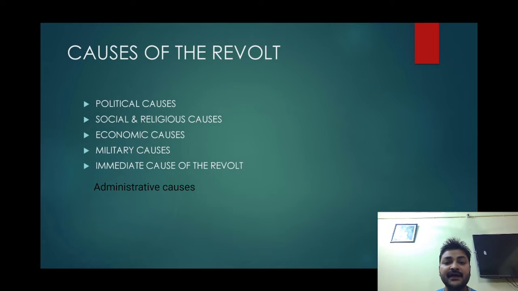Okay, if any war happens, if any revolt happens, then there are a certain number of causes behind that. One thing can never cause a revolt. There are n number of causes. Those cumulatively form a background for the revolt. A similar thing happened in the revolt of 1857.